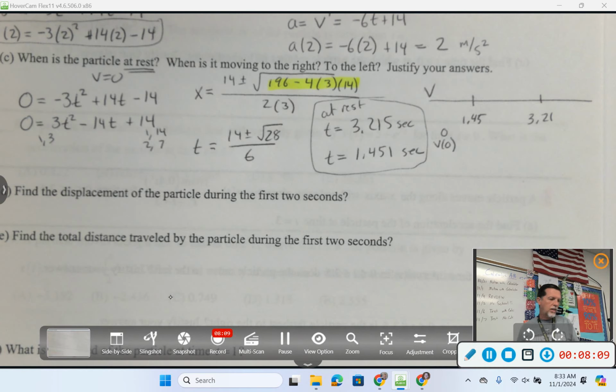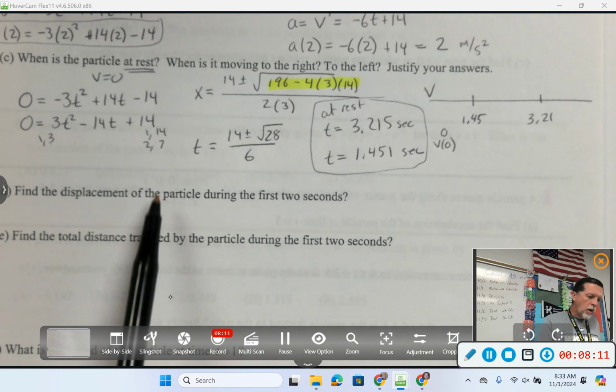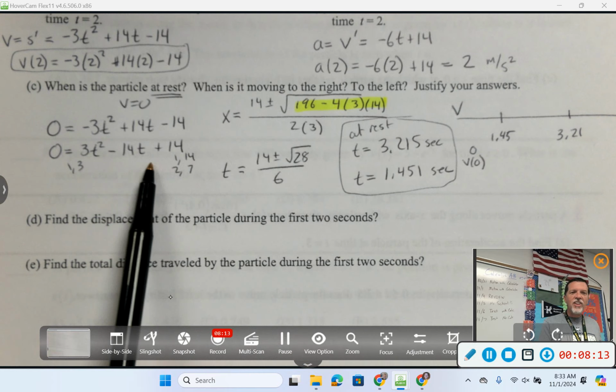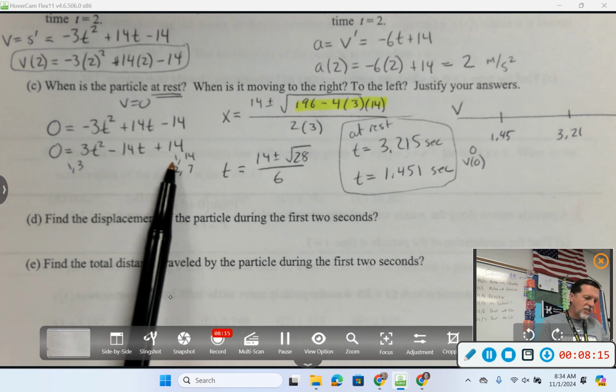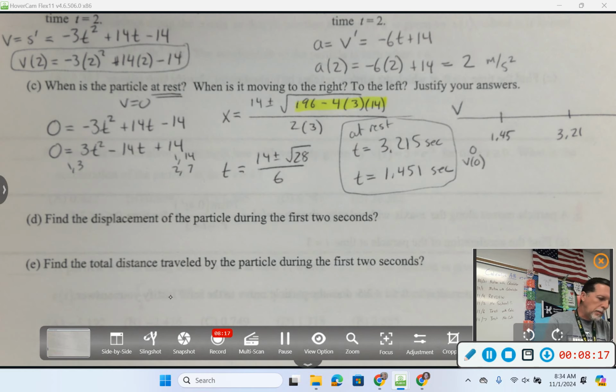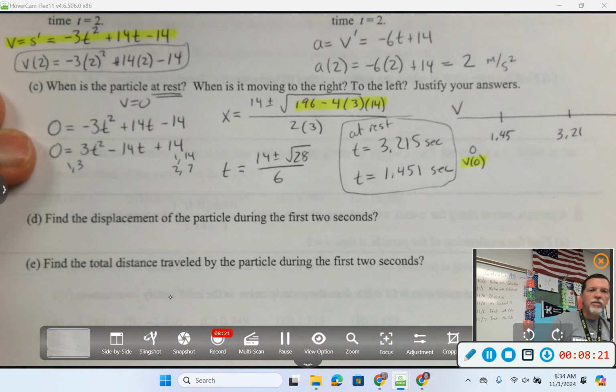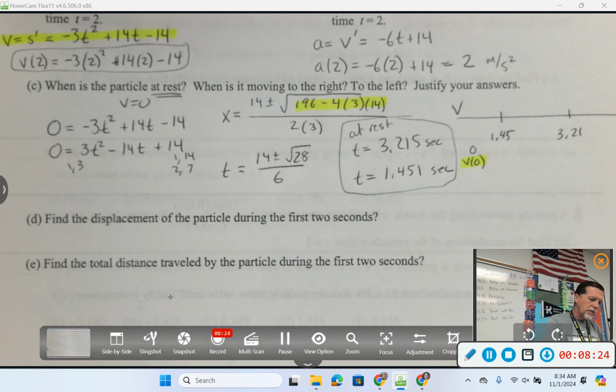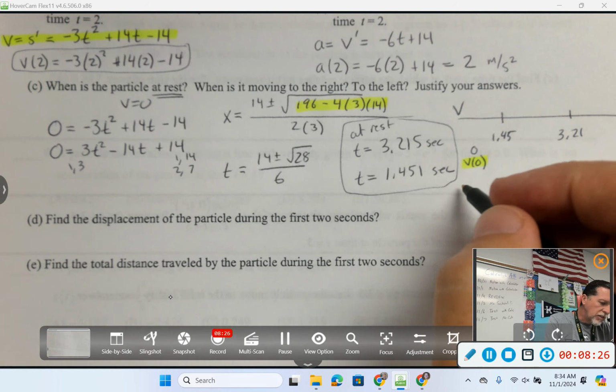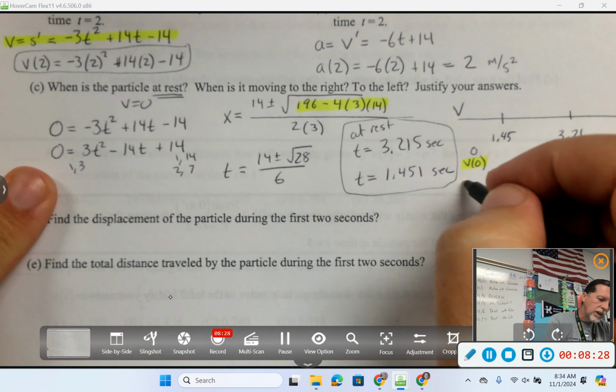So if I plug in 0, here's where I better be careful. I changed the sign, so I better not use the one I changed the sign on. It would probably be best to go back all the way to that original velocity equation. So v of 0 would be negative 14.